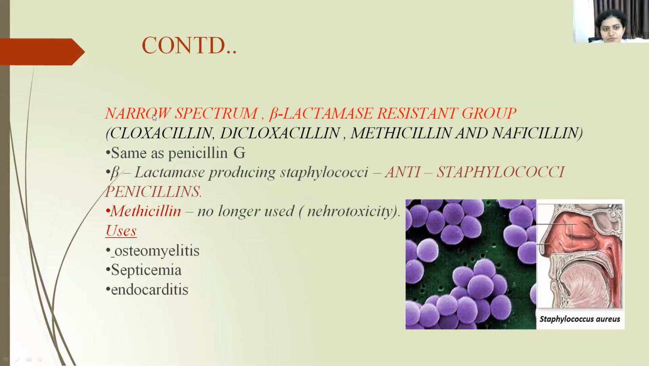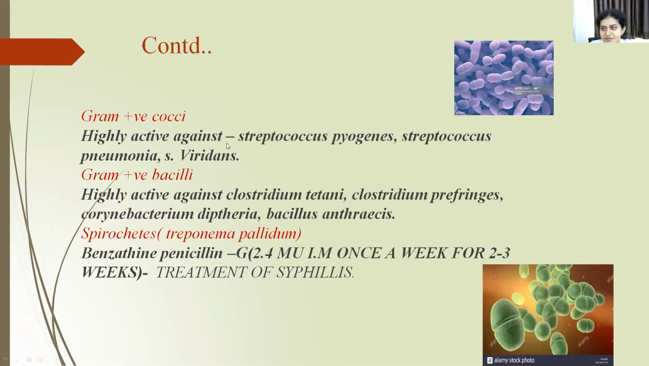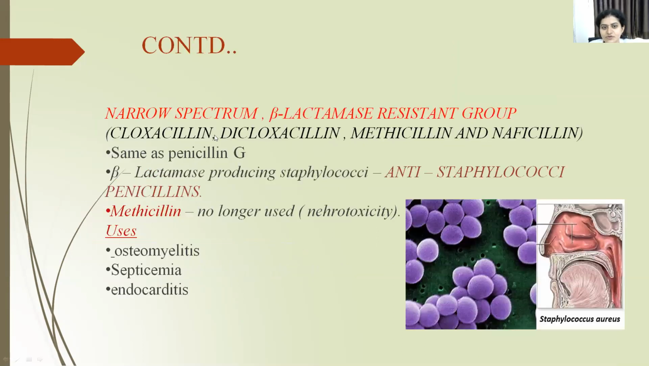Now the next group is the narrow spectrum but beta-lactamase resistant group. Those were the beta-lactamase sensitive group, which includes penicillin G, procaine penicillin G, and benzathine penicillin G. The narrow spectrum but beta-lactamase resistant group includes cloxacillin, dicloxacillin, methicillin, and nafcillin. So these are also the same as your penicillin G.